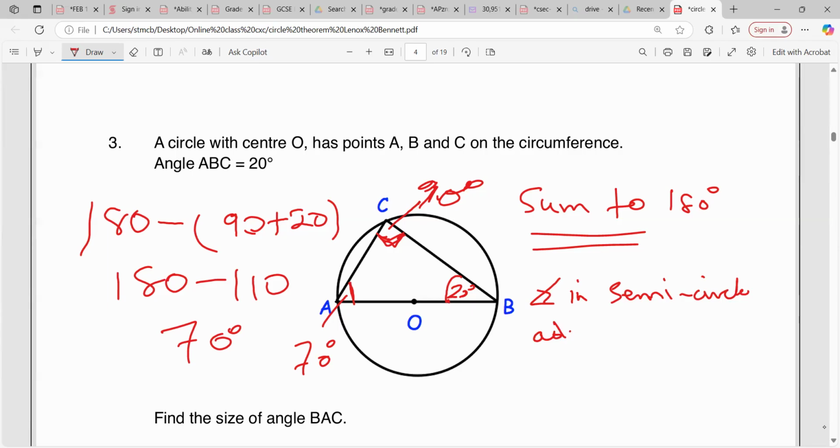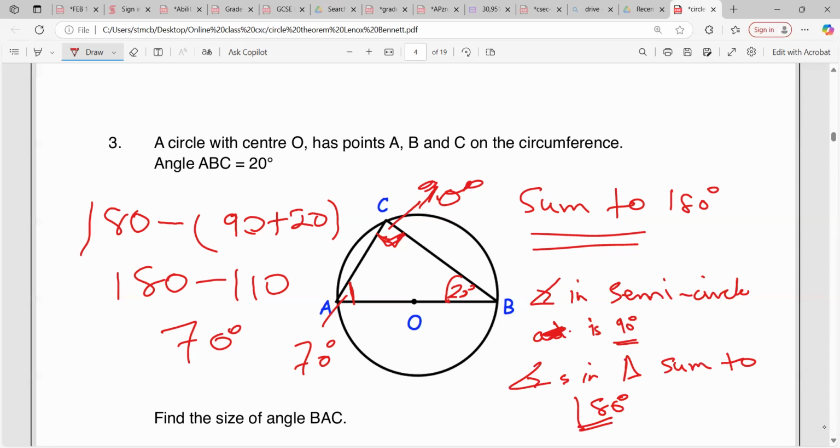And then angles in a triangle sum to 180 degrees.